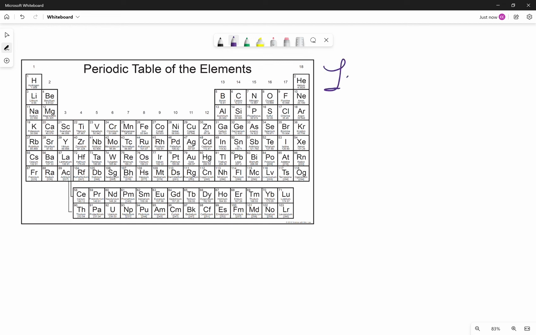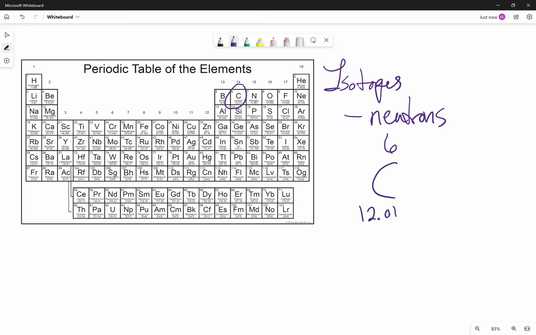And then as far as atoms go, isotopes are going to be where we see that number of neutrons really being important. One of our common examples is going to be carbon. So if I look at my carbon atom, I've got my 6 up here, and I've got my 12.01 here.